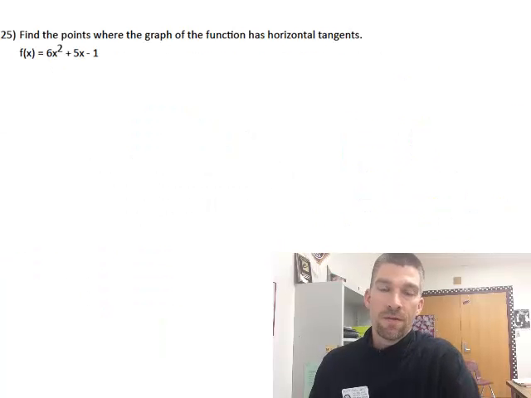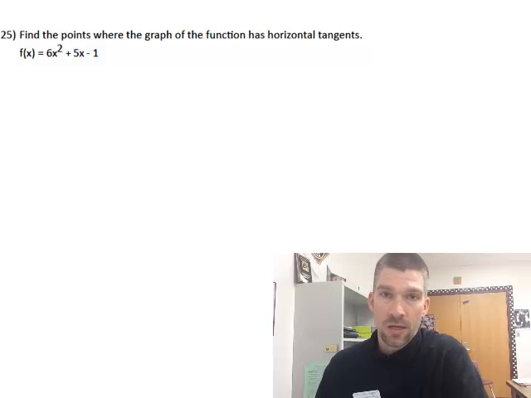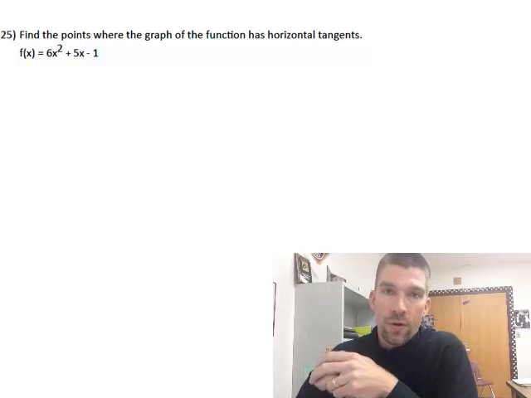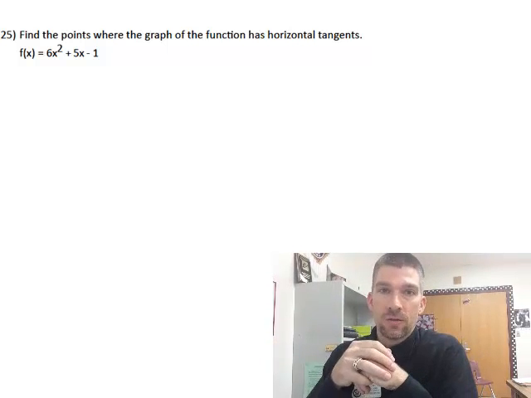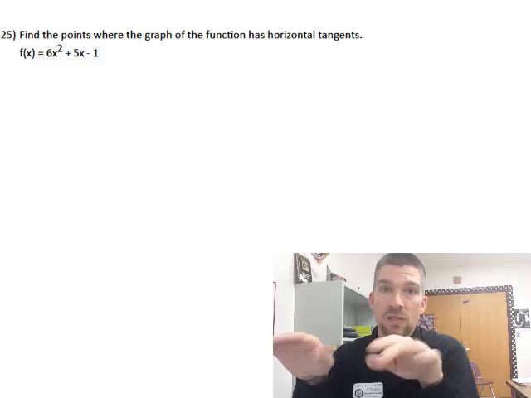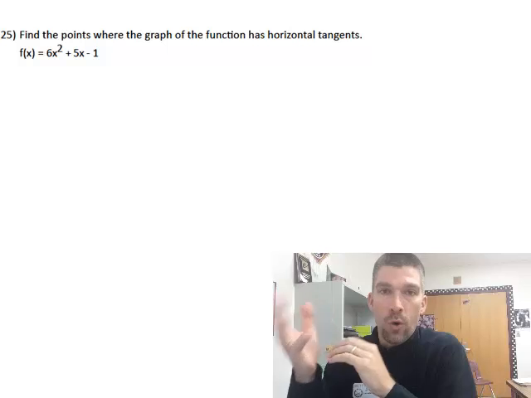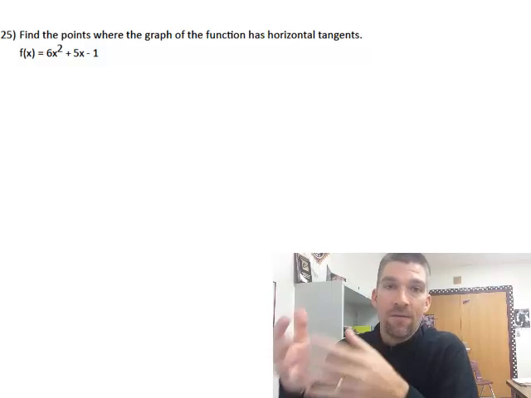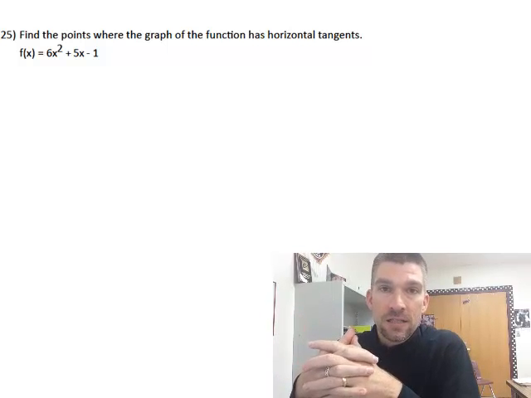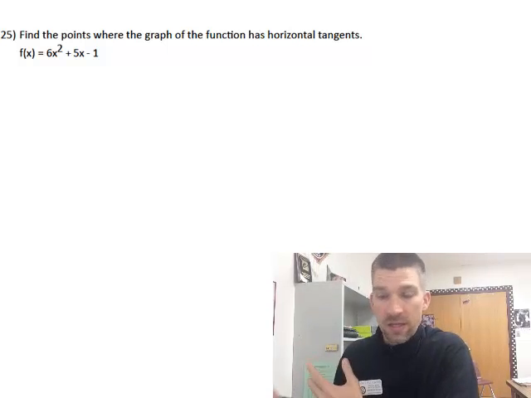All right, the last question we've got on our review deals with trying to find horizontal tangents, and that can be really tricky, but remember that if you're working with a horizontal tangent, you're talking about a line that's straight, it's horizontal, which means that its slope is 0. So once I have the equation to find the slope, which means that I have to use the limit process, then I just set that limit equal to 0. So what does that look like?